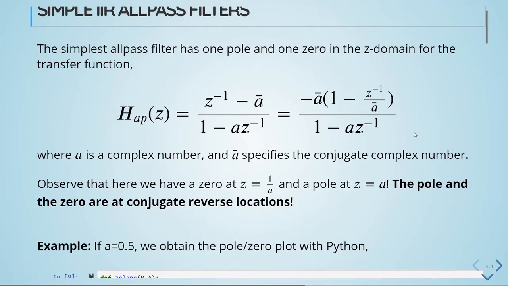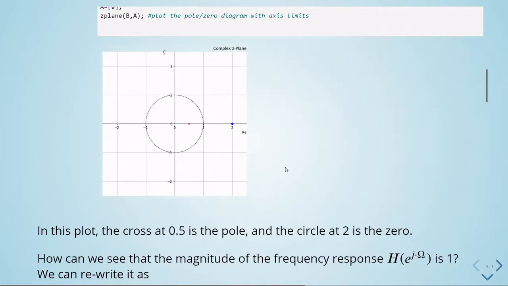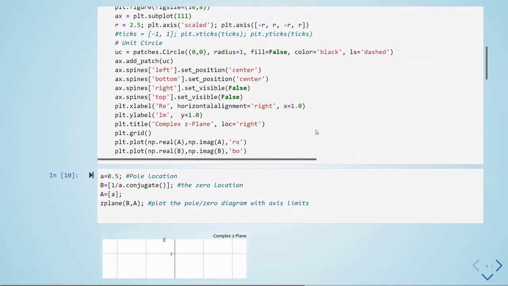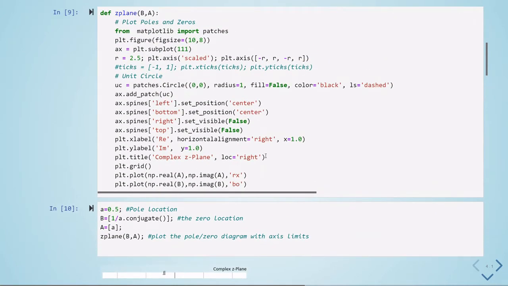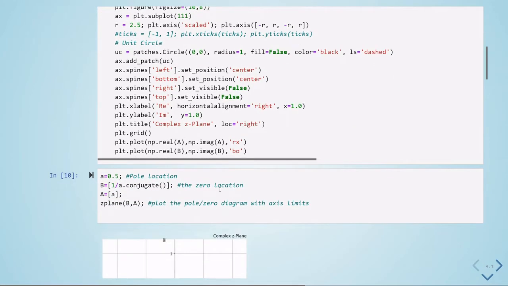So it's easier to visualize this if we have an example, and we can use Python. So here we will set a equals 0.5, and we want to obtain a pole-zero plot. So here we are defining a function to plot poles and zeros. So it will display a nice plot like this. And here we will have our a and our b, the arguments of this function. So we have a is equal to a and b is equal to 1 divided by a conjugate.